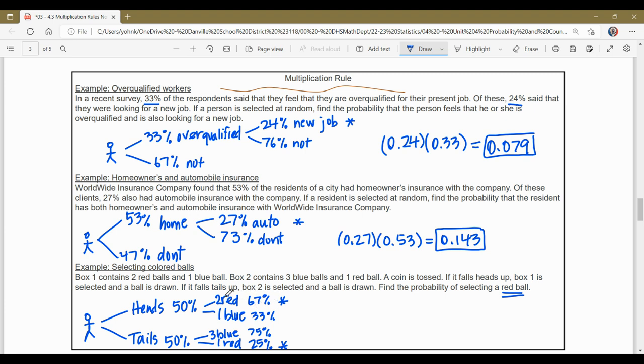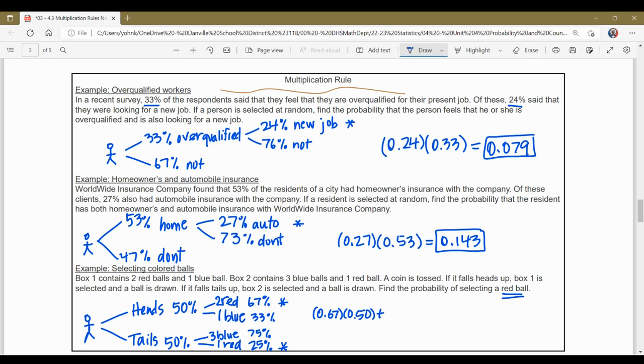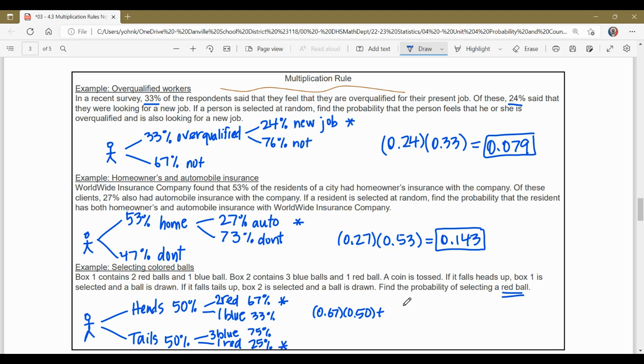So I'm going to take 67% and multiply it by 50%. And then I'm going to find the other path's probability, 50% and 25%. Notice that this problem is combining the addition rule with the multiplication rule. So it's combining section 4.2, which was the adding of 2 separate events, and then the multiplication rule, which says if they aren't independent, then I need to take into account that the second one can only happen if the first one does.